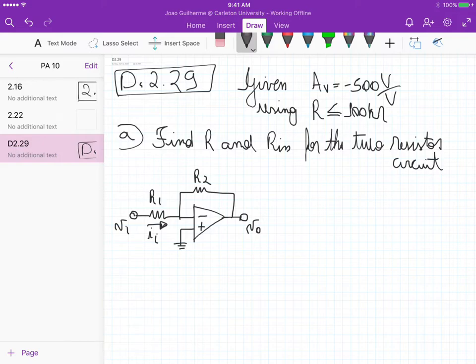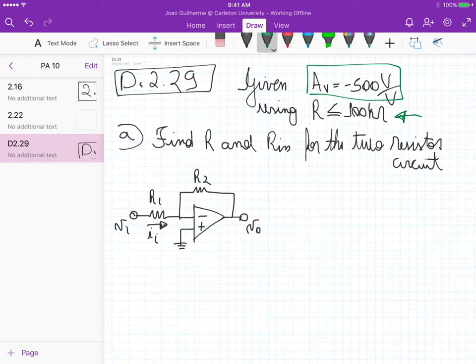This is the third problem, D2.29. Given this closed loop gain of minus 500 volt per volt and using resistors less than 100k ohm, in part A we need to find R in this two resistor circuit, and the input resistance. So we need to meet these criteria here: obtain this closed loop gain and use only resistors that are less than 100k.